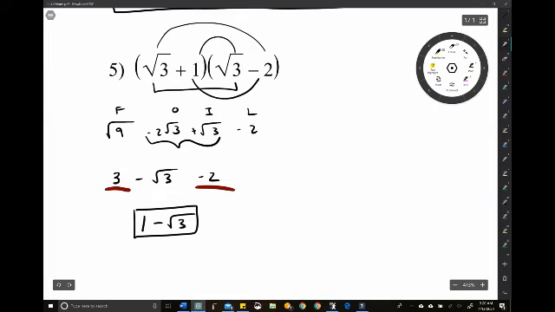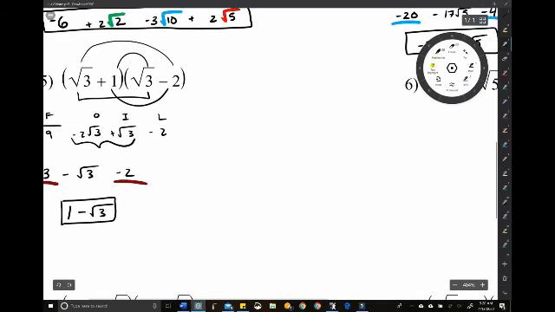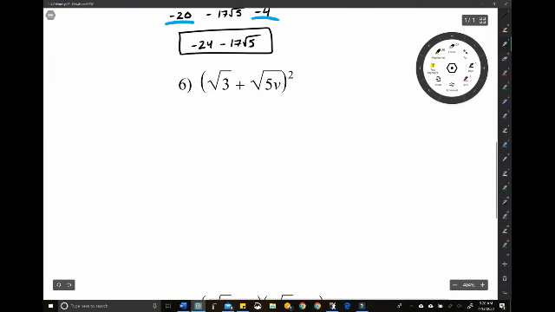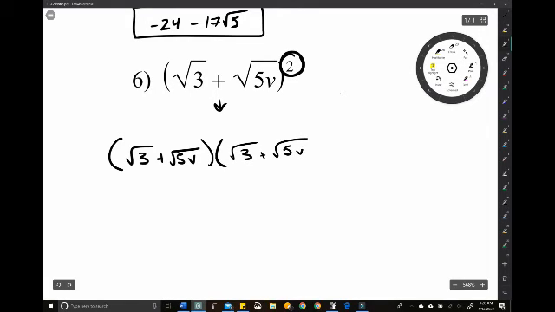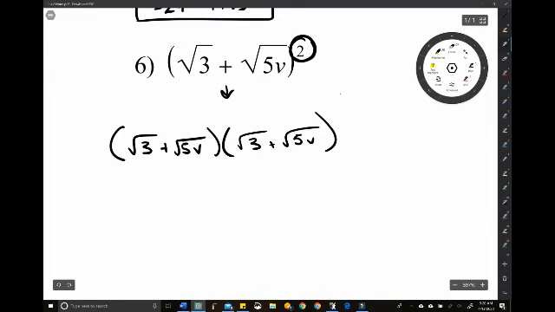All right. So FOIL. First, outers, inners, lasts. Reduce if you can. Add like terms. Last few examples are going to involve some variables or some other tricks. The trick with this one is it's being squared. So again, you need to write it out twice. Root of 3 plus root of 5v. Root of 3 plus root of 5v. Writing it out twice is what that squared means to do. Then you repeat the FOIL process.